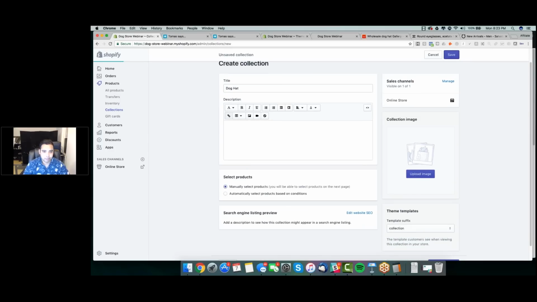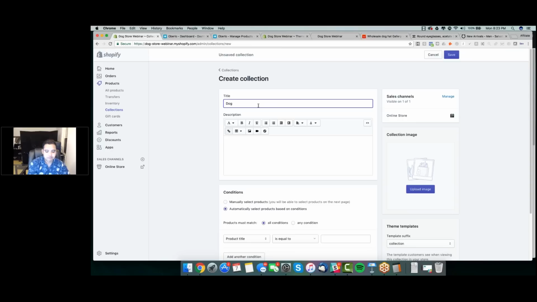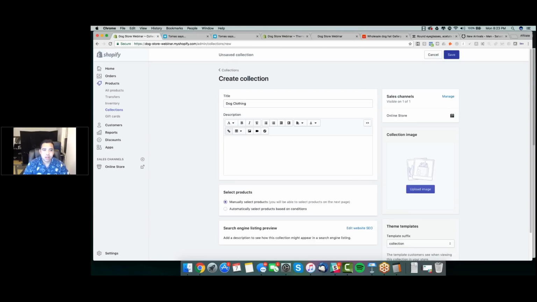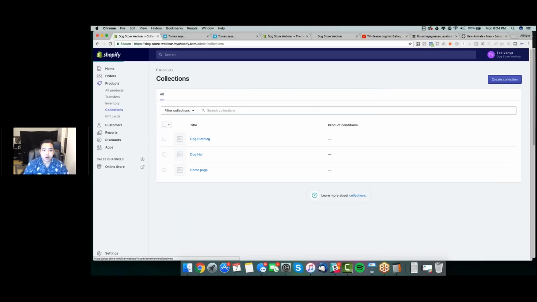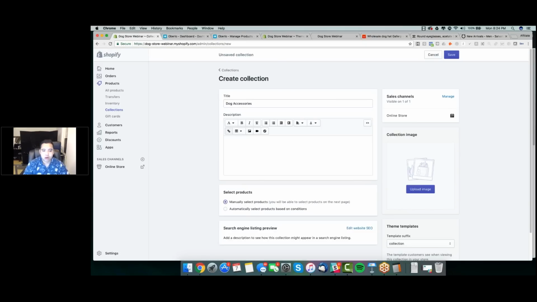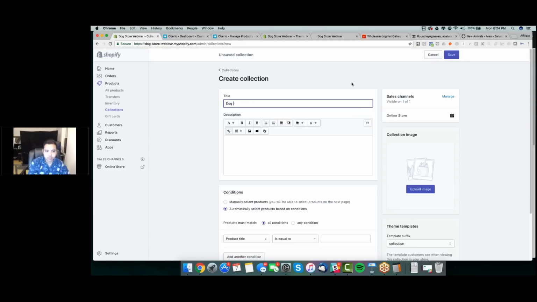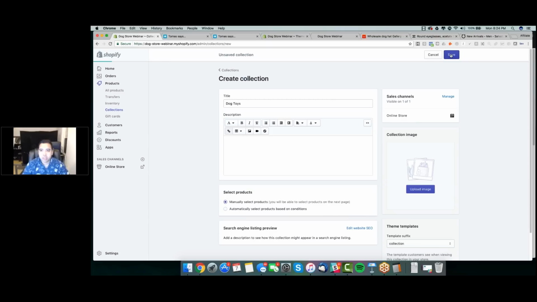We're going to do another one. Let's do dog clothing. Manual select product, save. Then we're going to do another one, dog accessories. Manual select product, and then save. Now the next thing, one last, we'll do dog toys. So dog toys. Manual select product, save. Boom. Next.